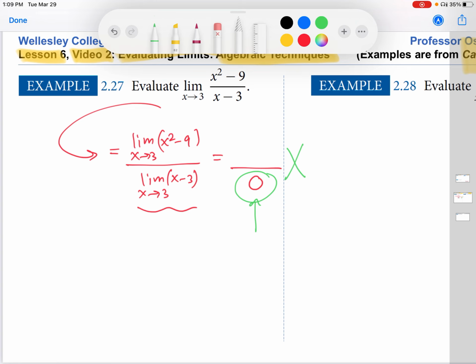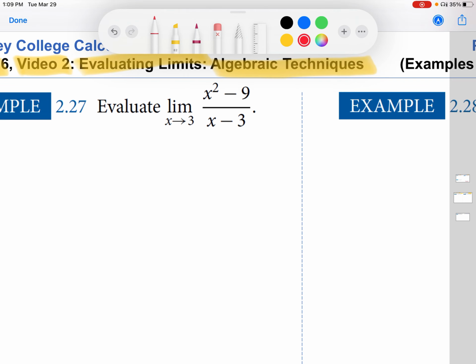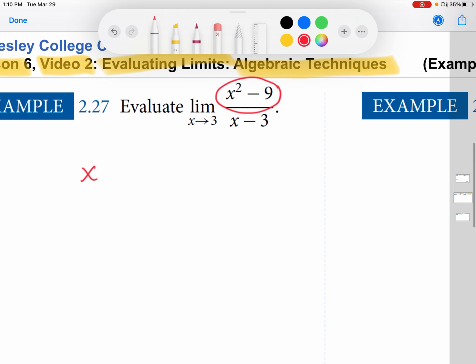All right, so all of that said, what do we actually do? What can help us evaluate this limit? Well, you might have already seen a possible way out, and it has to do with this function. Because if we look closely, x squared minus 9 should remind you of a difference of squares because 9 is 3 squared. And so long story short, we can factor this. What does this factor into? Well, x minus 3 and x plus 3.